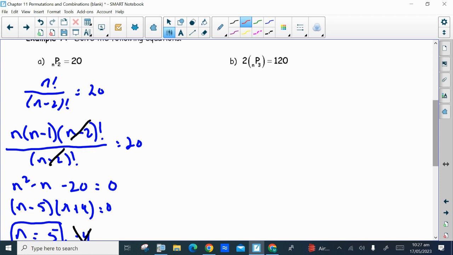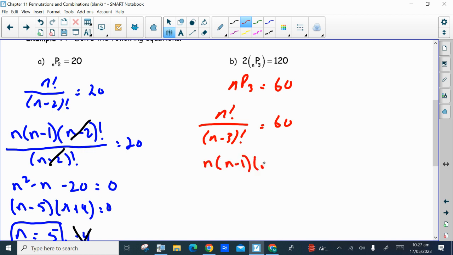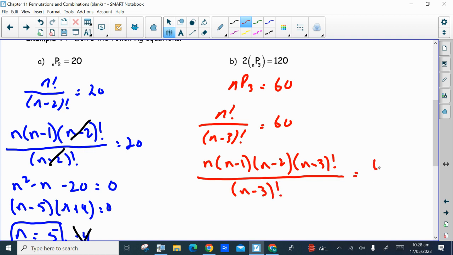All right. For question B, I would start this one by dividing both sides by 2. So now we want to know where nPr equals 60. Using the nPr formula, it's n factorial over n minus r factorial. So the top, on the left, we will expand so that we get a factor of n minus 3 factorial on top, so that they can cancel.